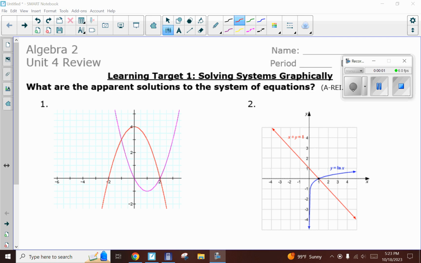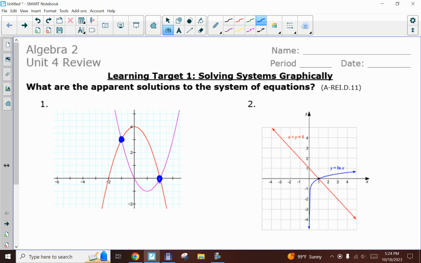Okay, so the Unit 4 review, Section 1 is about solving systems graphically. The first part has the graphs already done for us. So when we're looking to solve something graphically, we're looking at the picture and we're trying to find where the two shapes cross each other. So in this first problem, it looks like they cross each other at two different locations. So we just have to write the coordinates of those two locations.